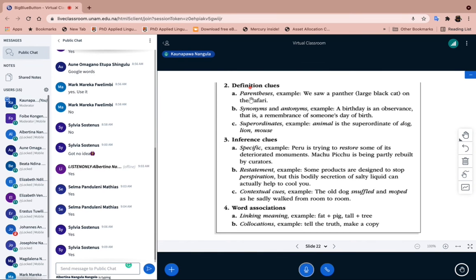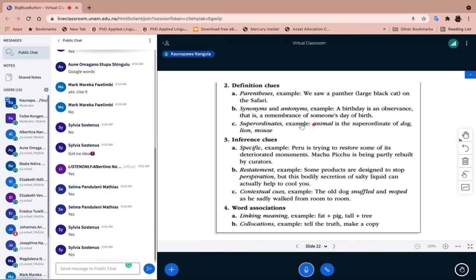Another way to get definition clues is synonyms and antonyms. So for example, a birthday is an observance that is a remembrance of someone's day of birth. Okay. So here we have observance, and then we have remembrance. So all this is giving you synonyms of what a birthday is.